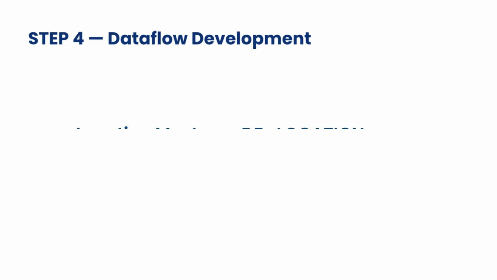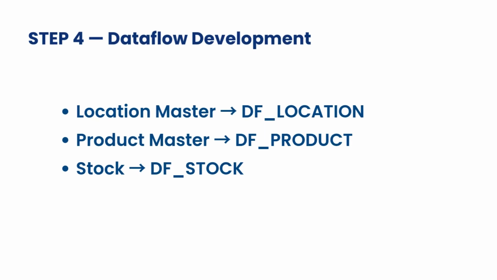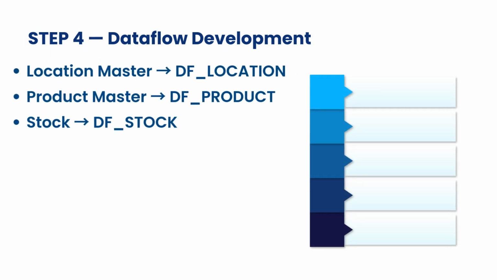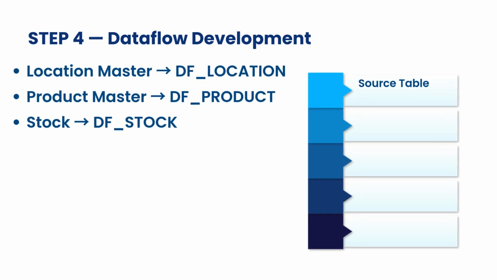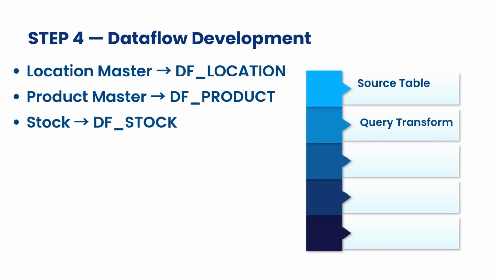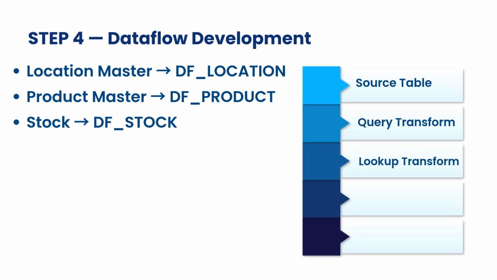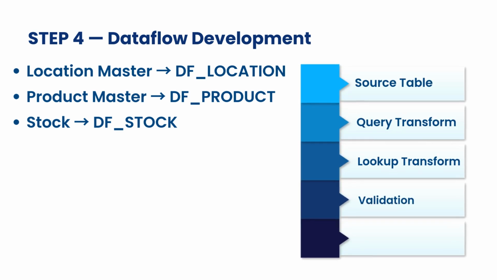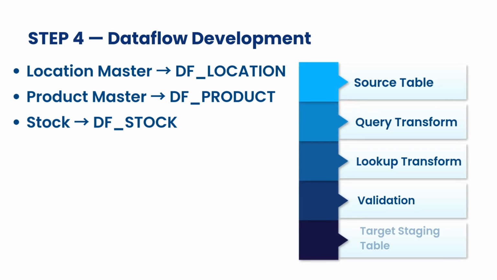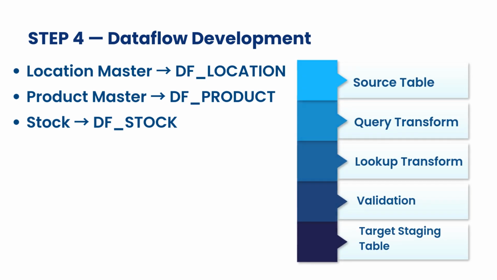Is each table one data flow? Yes. For example, Location Master, DF Location, Product Master, DF Product, Stock, DF Stock. This helps isolate issues and simplifies maintenance. A data flow normally contains 1. Source table. 2. Query transform, mapping, logic. 3. Lookup transform, hierarchy, UOM, etc. 4. Validation, filters. 5. Target staging table.